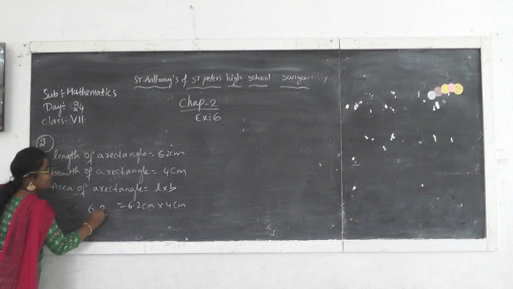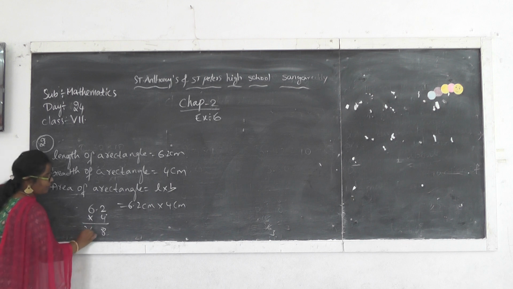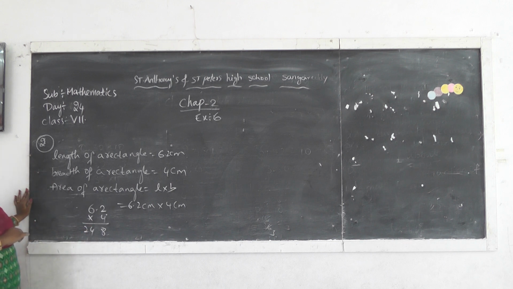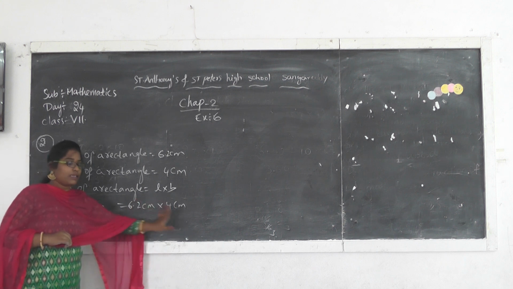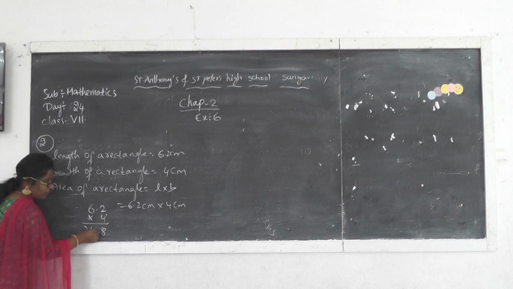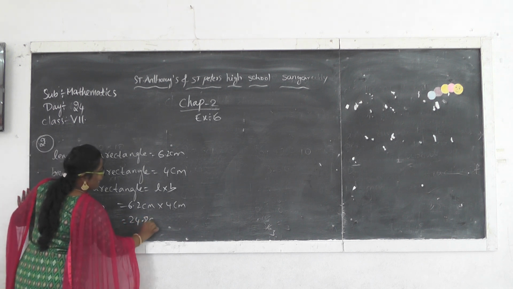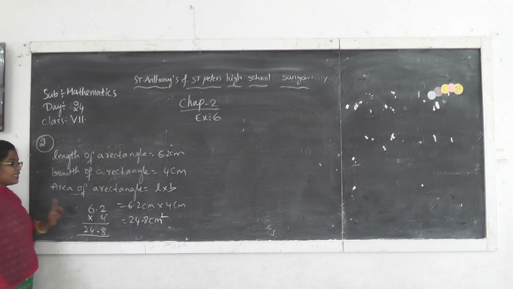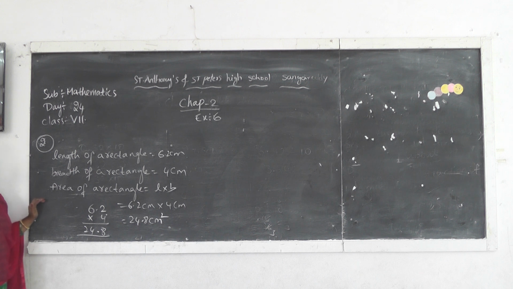Simple. 6.2 into 4. 4 2s are 8. 4 6s are 24. How many decimal places are there? Only one, in the first number. There is no decimal part in the second number. So count one place, and then keep the point. So what is the result here? 24.8 centimeters square. Centimeter into centimeter, centimeter square. This is the method to find the area of a rectangle.